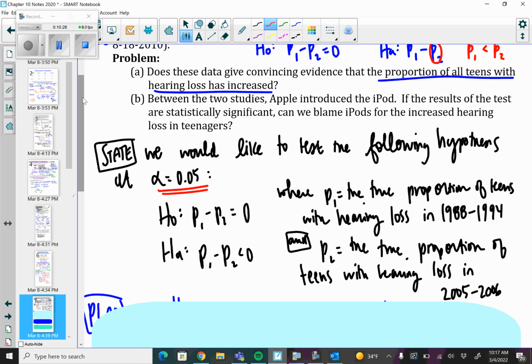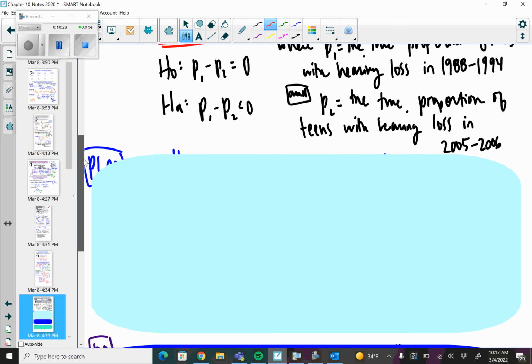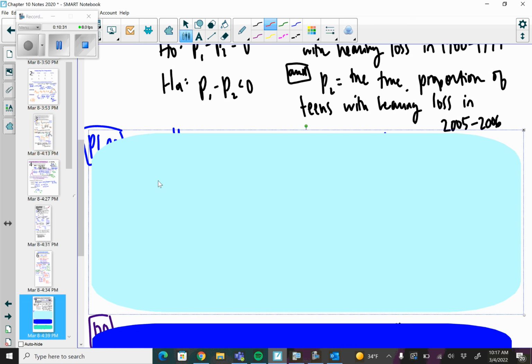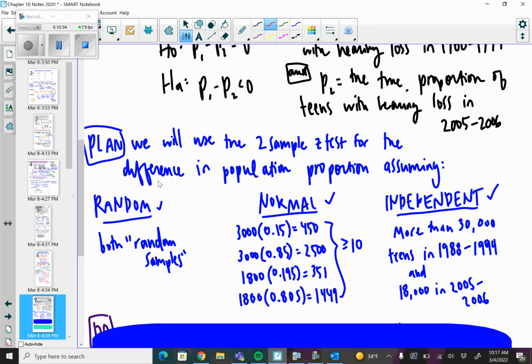Once we have our state, what we are trying to find, we get to figure out our plan. In our plan, we are going to use the two-sample z-test for the difference in population proportion, assuming random, normal, and independent. Random, they were both randomly selected samples, so we're good to go there. Normal, we check our n times p hat for both populations. All of those numbers are greater than or equal to 10. And independent, there are more than 30,000 teens in the 80s and 1,800 teens in the 2000s. Main thing to note here, two-sample z-test for the difference in proportion.